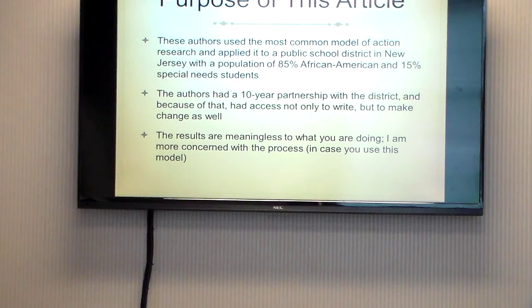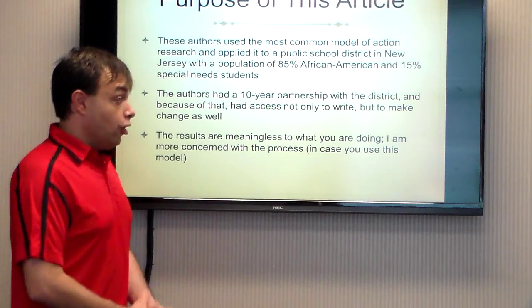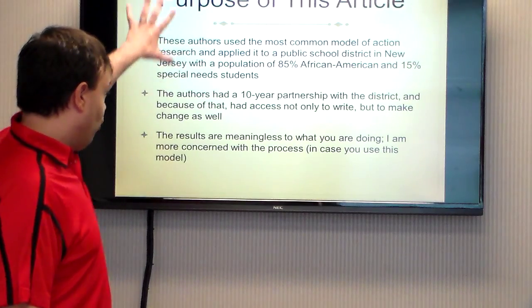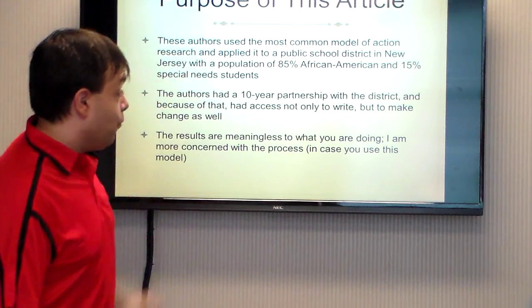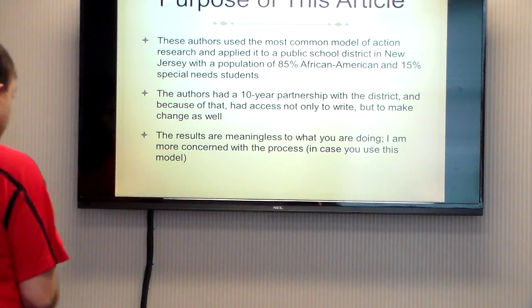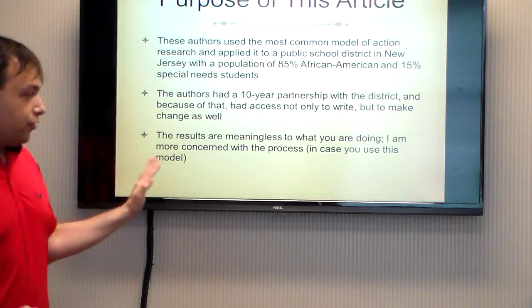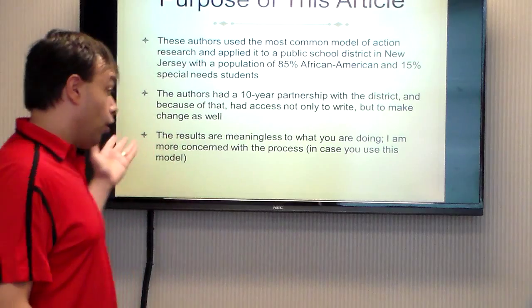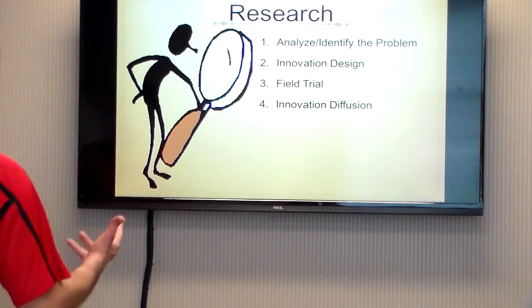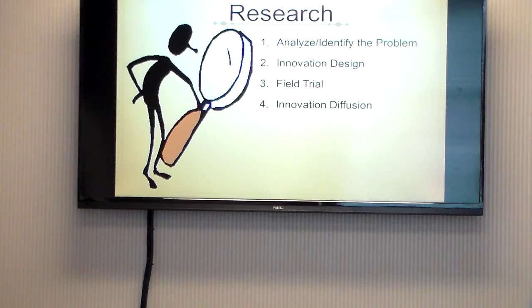So this particular article is showing you a very common model of action research and showing you what a 10-year partnership with a school district looks like. The population was very high in African American, and they were able to basically work with the data in the school, and they had complete access to it. I think the results of the study are meaningless. I want to talk about the process because some of you are going to use this model for your dissertation. So there are 4 processes to action research. You identify a problem, you use innovation and you do design with it, you do a field trial, and then you diffuse any of the innovation that came up after the field trial.